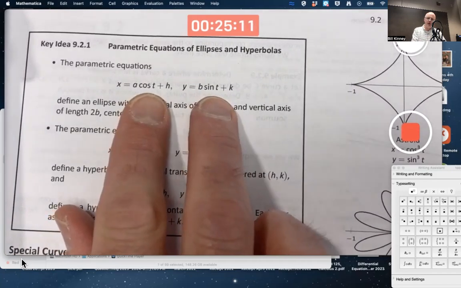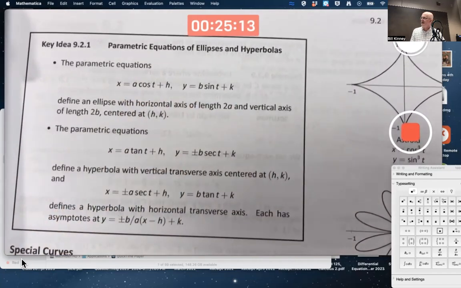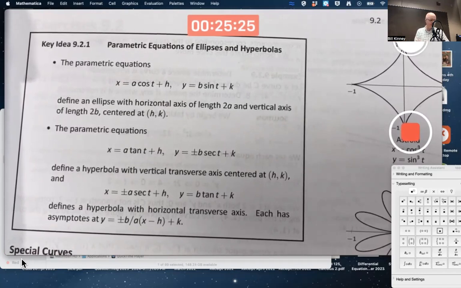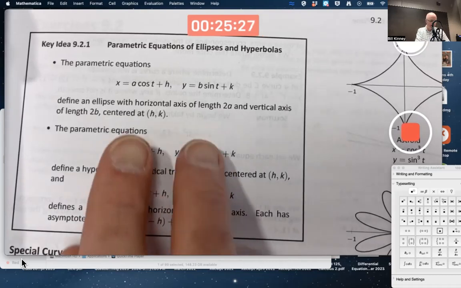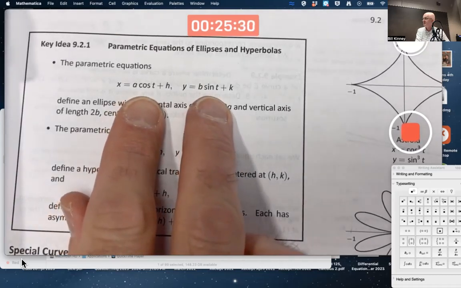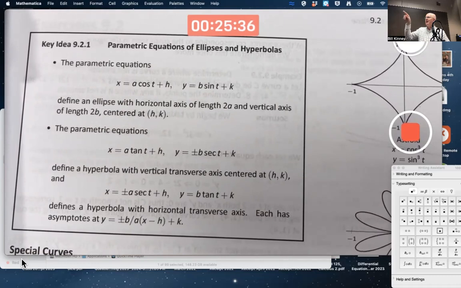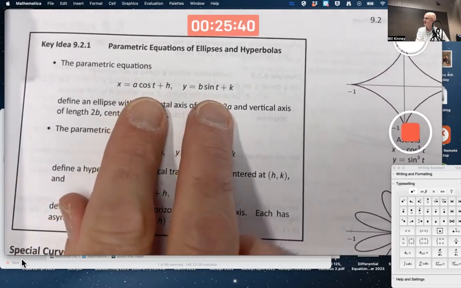If you leave the input for cosine and sine as just a plain old t, it's going to make one revolution around the circle counterclockwise in 2 pi units of time, because those are periodic functions of period 2 pi. If you want to make them go faster around the circle, like twice as fast, replace the t's with 2 t's. 3 times as fast, replace the t's with 3 t's. What if you wanted to go clockwise instead of counterclockwise? Replace the t's with negative t's. That'll do it.